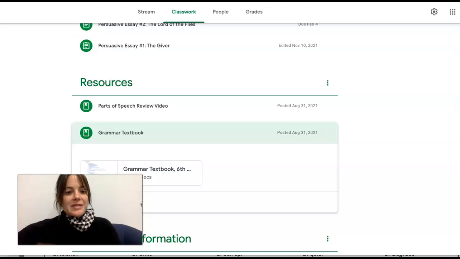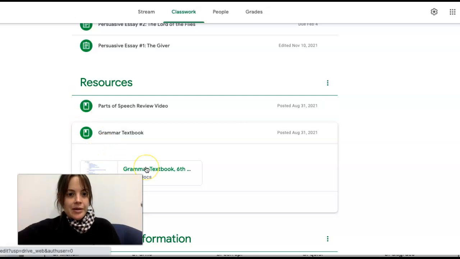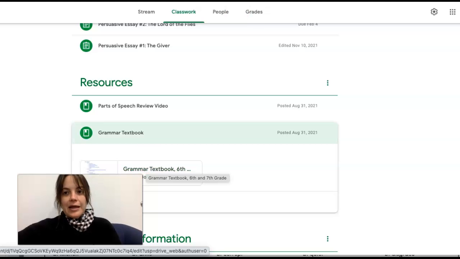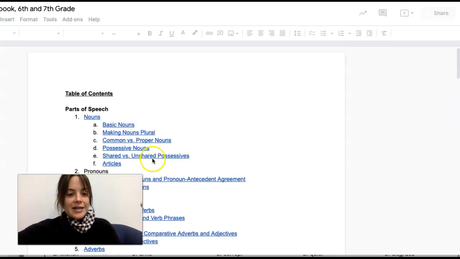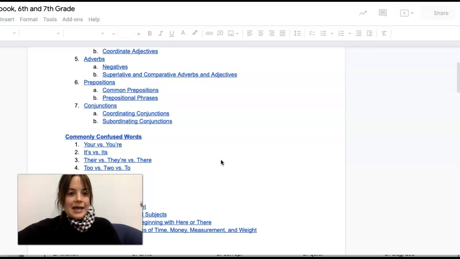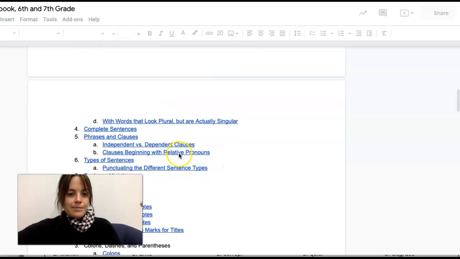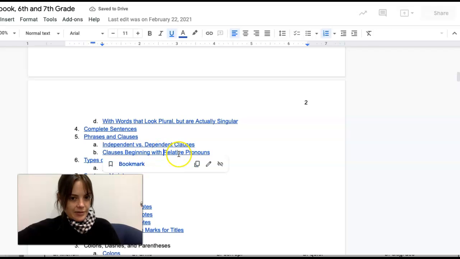Okay, so to help us out, I'm going to go to our grammar textbook, which is under the resources section of your Google Classroom. So I'm going to do that, clicking on that grammar textbook. All right, and then I'm going to go to our table of contents, down to sentence structure, and click on our clauses beginning with relative pronouns.